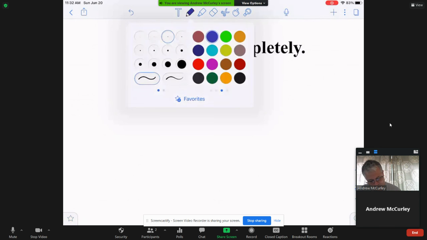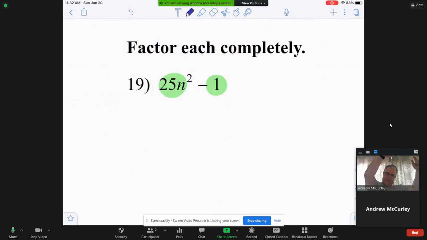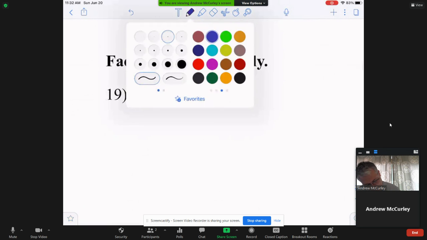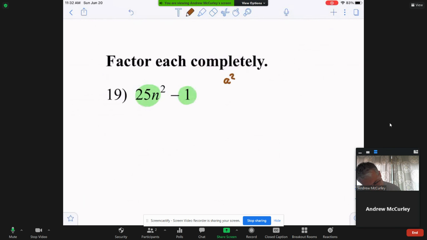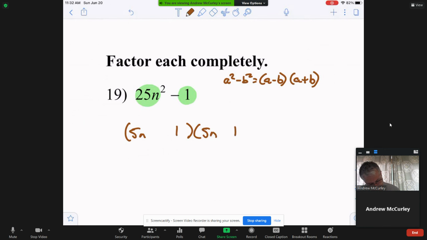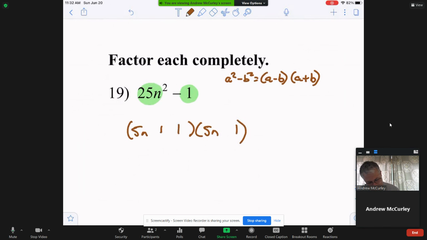Yeah, it is. So this one's going to do that pattern that we talked about before, but in reverse. So we know that pattern is a squared minus b squared equals a minus b, a plus b. So we're going to do the exact same thing. The square root of 25n is 5n. So that's going to go here and here. And the square root of 1 is 1. That's going to go here and here. 1 has to be a plus. 1 has to be a minus. Order does not matter. Okay?